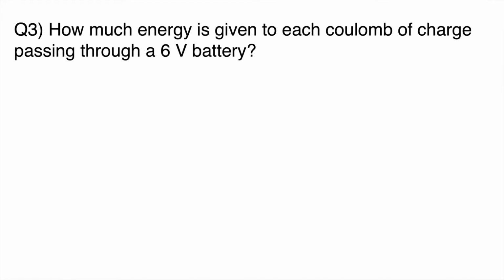Question number 3, how much energy is given to each coulomb of charge passing through a 6-volt battery? So, we will use the previous formula for this. V is equal to W by Q. Okay, here V it's given, it is 6. Okay, they are asking how much energy. Energy it is equal to work done. Energy and work done both are equal.